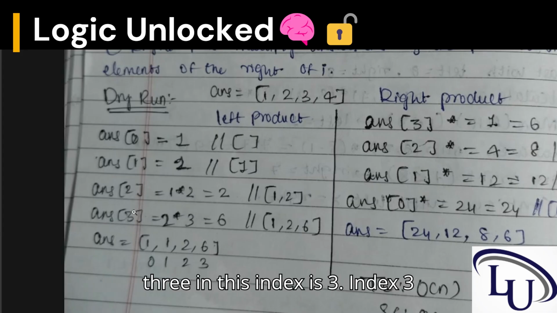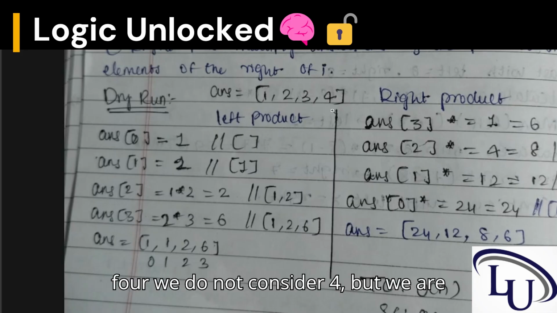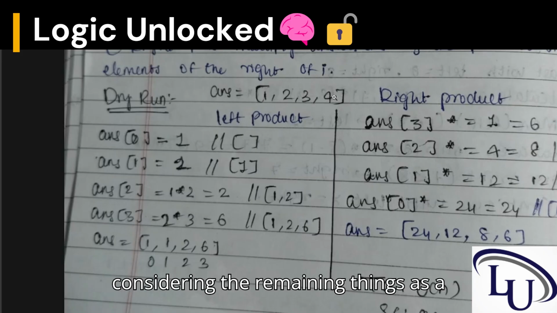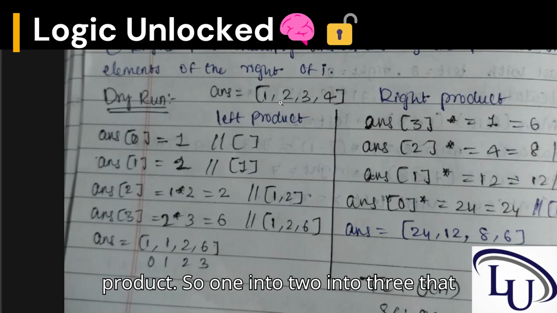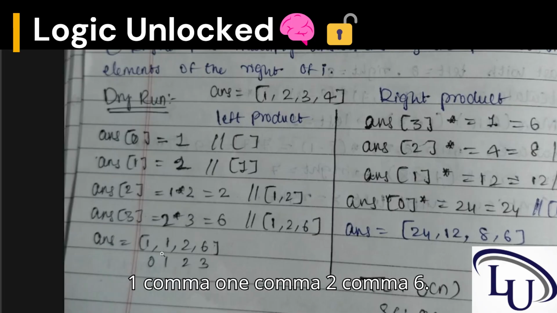Next, answer of 3, index 3 means we are pointing to 4. We do not consider 4, but we are considering the remaining things as a product. So 1 into 2 into 3, that is 6. So we have got a new array, that is 1, 1, 2, 6.